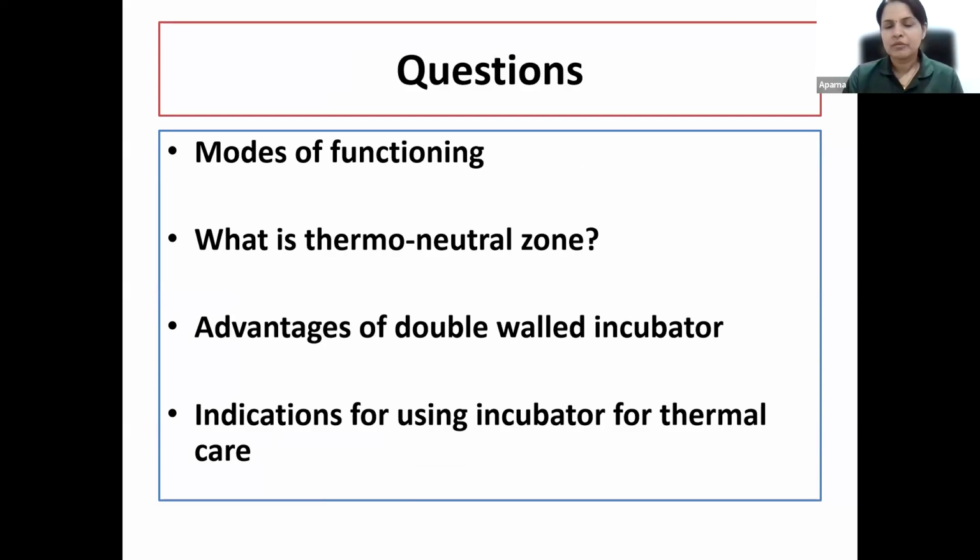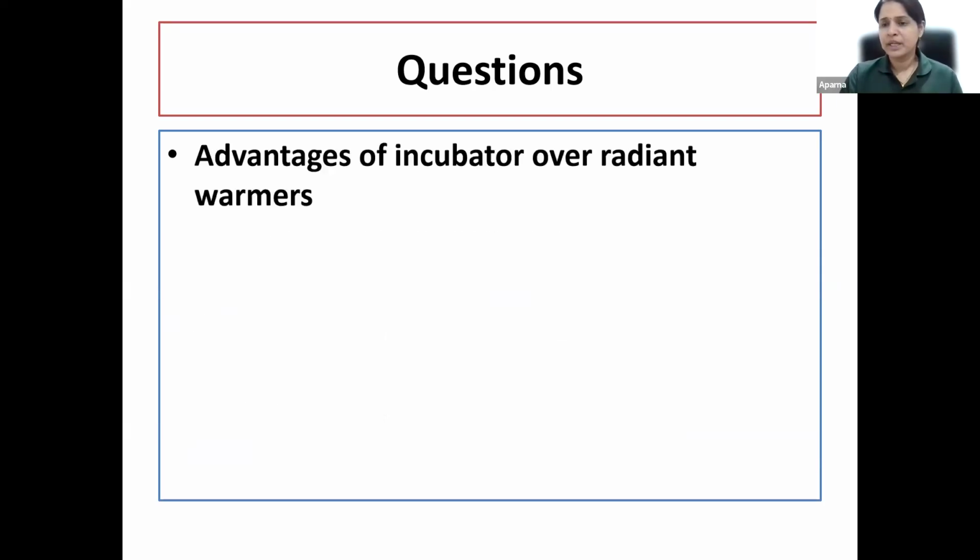So what is the advantage of a double-walled incubator? We just discussed that in addition to convection, a double-walled incubator also minimizes heat loss because of radiation. Now, the next question is, what are the indications for using an incubator for thermal care? Now, we have so many advantages of the radiant warmer over the incubator. So, why would we prefer to use an incubator?